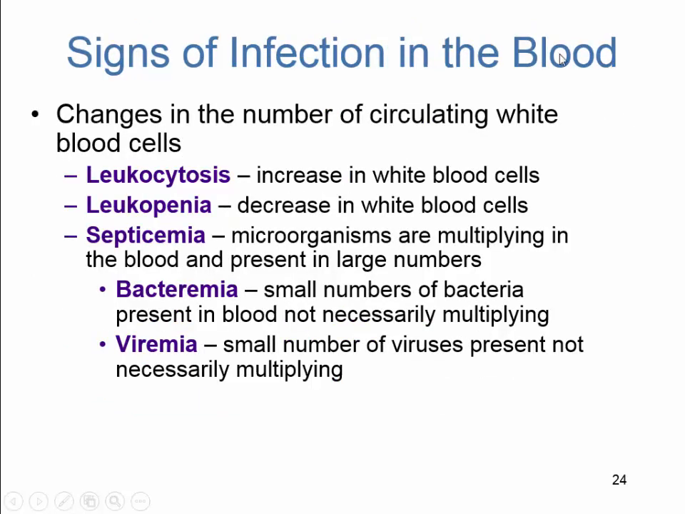So signs of infection in the blood, you can actually diagnose patients by looking at the blood count or doing a differential complete blood count. Leukocytosis is an increase in white blood cells, so presence of white blood cells in urine or presence of excess quantities of white blood cells in the blood suggests that the patient is undergoing an active infection. You can also have leukopenia, so penia meaning a reduction in white blood cells.